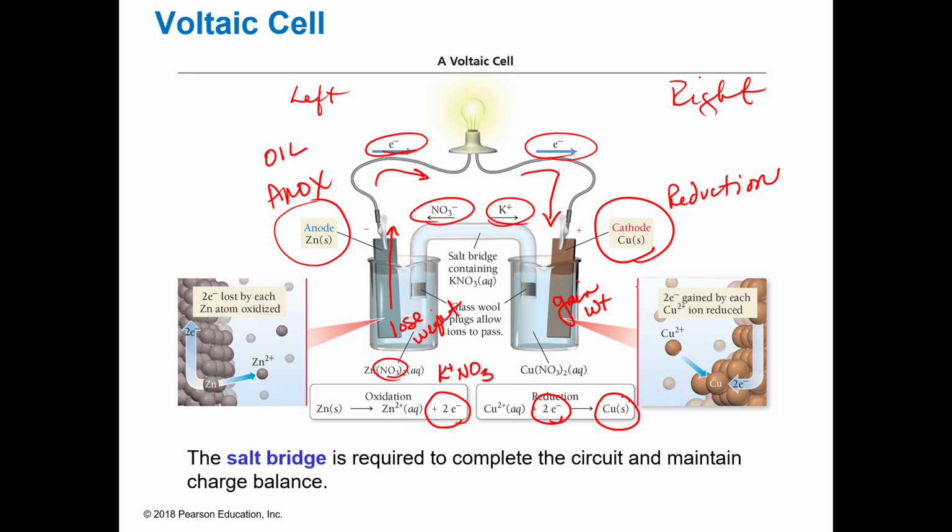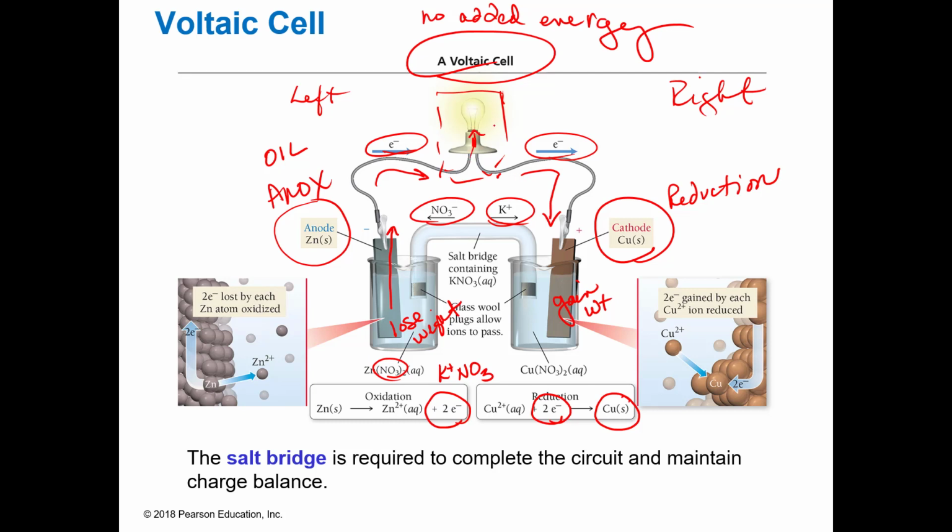Okay, voltaic, not electrolytic. Voltaic cell means no added energy. I don't have it plugged in. Okay, you don't see anything saying that this is plugged in. This light bulb right here, that's just showing me that the circuit is active. So when these electrons are flowing, that's going to light that light bulb up because it's going to produce enough current to light the light bulb. And a lot of times we do that just so you can see.